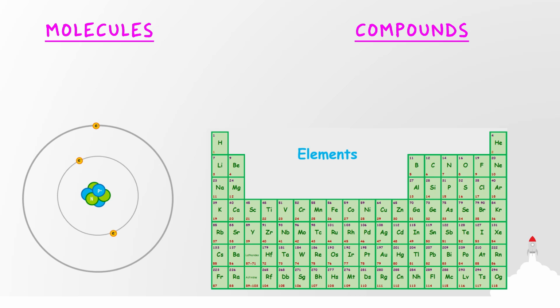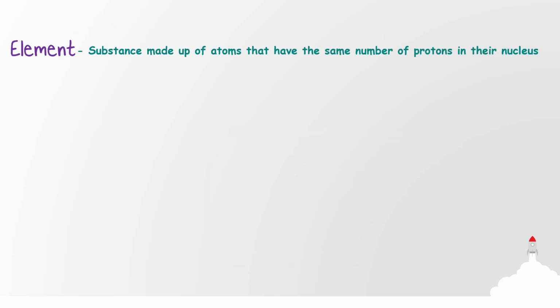Let's start off with reminding ourselves what the definition of an element is. An element is a substance made up of atoms that have the same number of protons in their nucleus. In the real world, we are not lucky to only deal with elements. Elements can mix and match and create new substances called molecules and compounds. Let's start off with molecules.